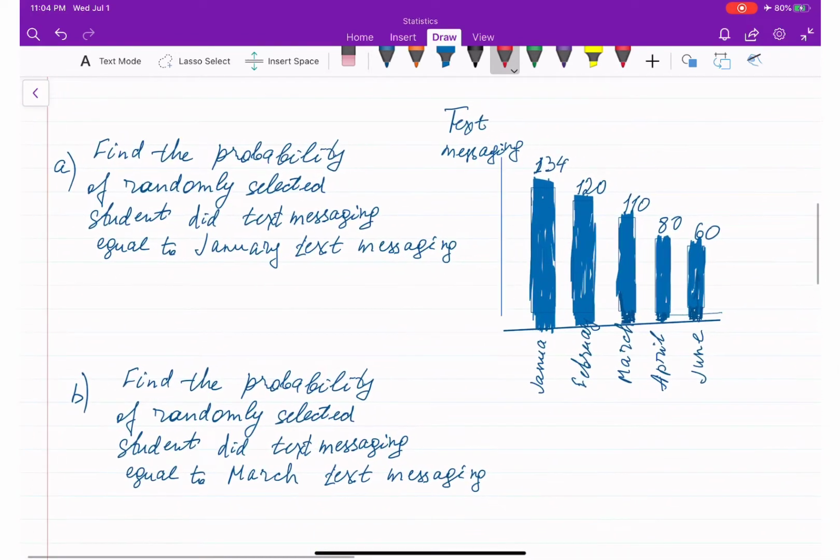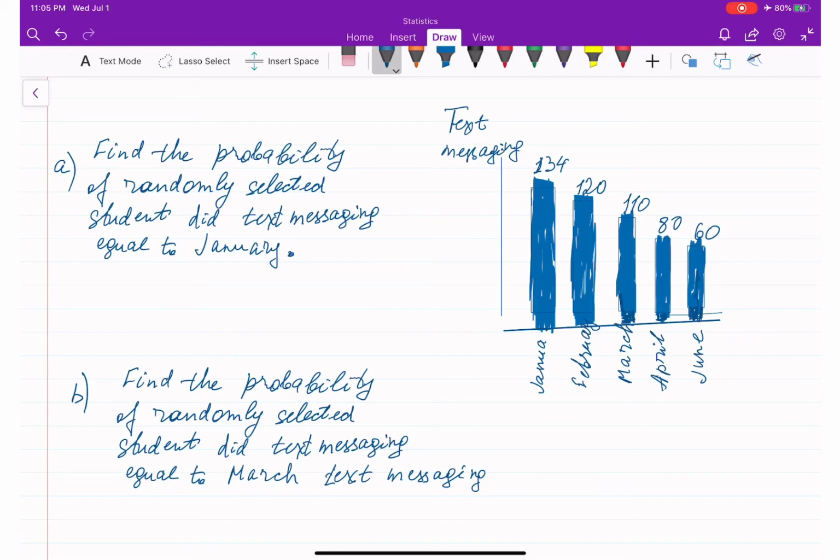Next question. Here you have a Pareto chart for text messaging of students for the months January, February, March, April, May, June. Assuming there is in May did not participate in survey. So, A, find the probability of randomly selected student did text messaging equal to January. Okay, that's already enough, January. We can put full stop there.